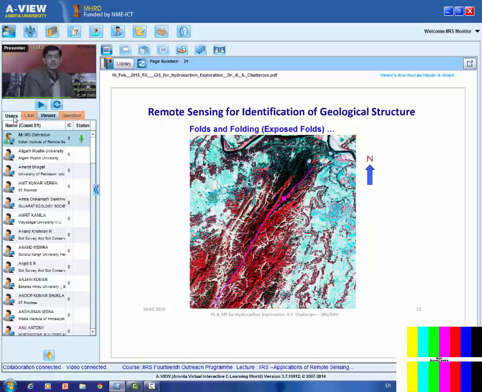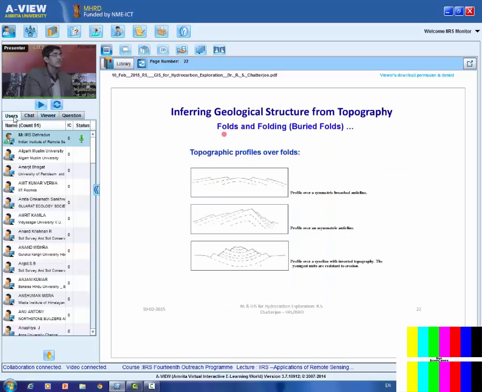And when the nose is clear, it is very easy to interpret a plunging fold. For example, this is a plunging fold, and from the dip of the beds we can interpret that this is a plunging anticline. But these are only cases where the folds are exposed at the surface. For petroleum exploration, what is important is that folds will not be exposed at the surface. They will be underneath, buried folds, covered by cap rocks. So we need to interpret folds either from the topography or from the drainage or a number of other evidences. Indirectly, we need to interpret that there is some geological structure underneath.